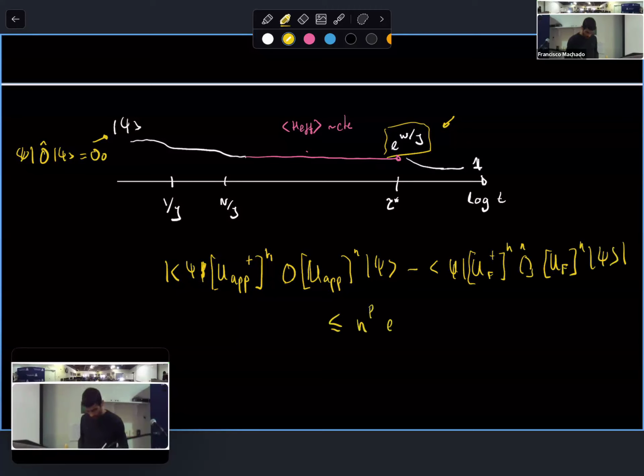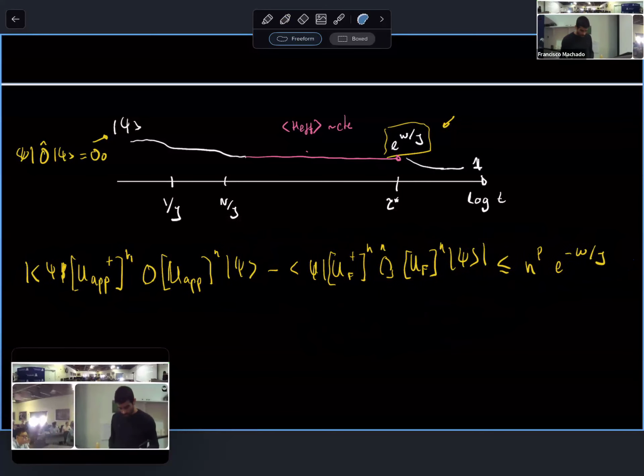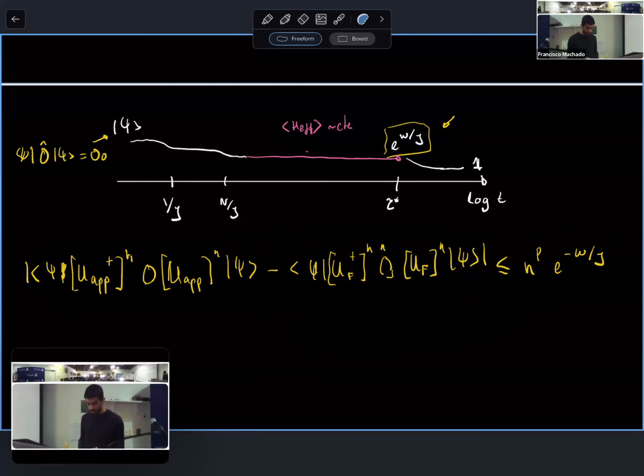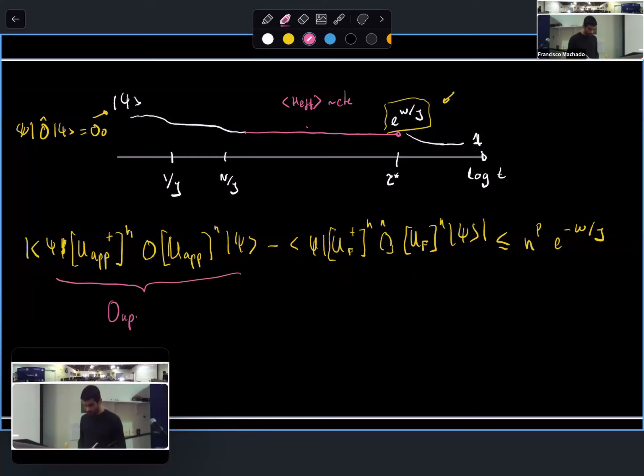So let me first write it down and then I'll explain it. Okay. So what I'm writing here is two things, which is the dynamics of an operator. If I look at the approximate dynamics of that operator after n periods, compared with the precise dynamics of that operator under the same amount of time.